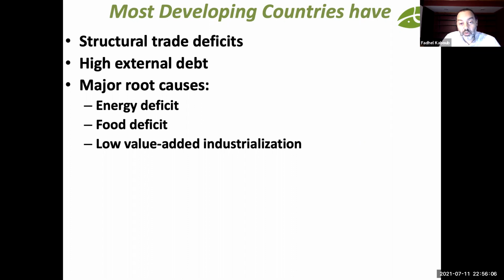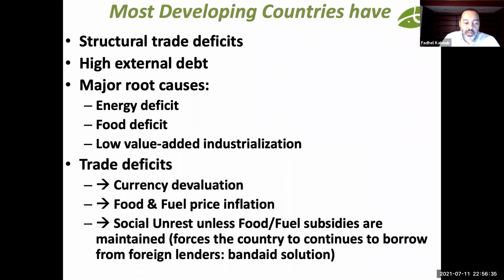And this is, by the way, true even for the biggest oil producers, because they export crude oil and then they import gasoline, kerosene, and petrochemicals that they need to run their economies. Number two, food deficits. The lack of food security, lack of food sovereignty is a major cause for this external debt. And then finally, the low value added content of the type of industrialization that most developing countries specialize in.